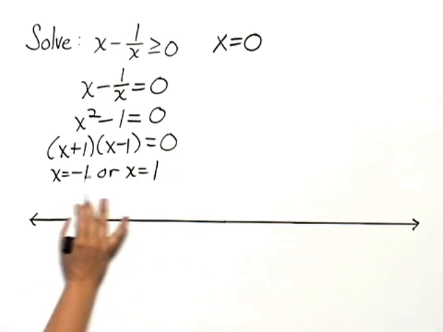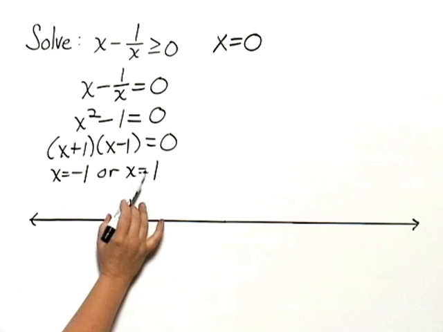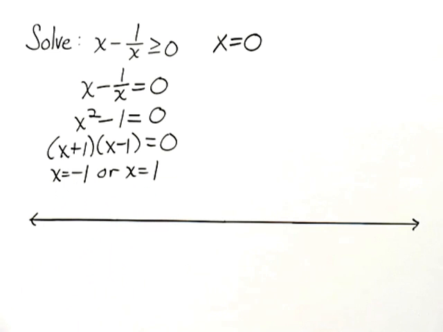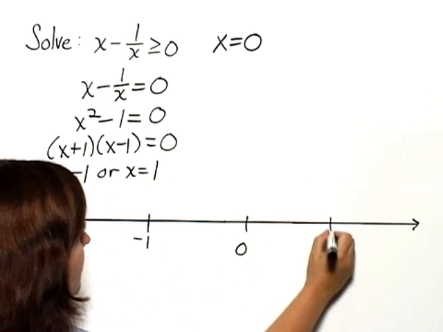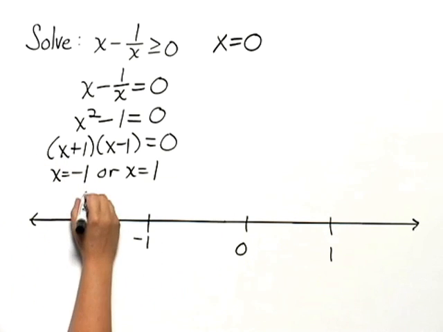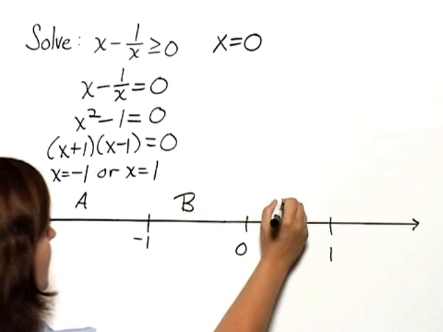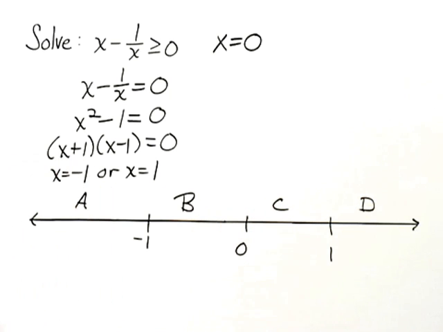So really, from here, we have two x values, and from our discussion up at the top, we have one x value. So this number line is broken into four intervals by the negative 1, the 0, and the 1. And we can label these intervals if we want, A, B, C, and D. Now, under each of these, we want to find out whether x minus 1 over x is greater than or equal to 0 is true in each interval. So let's start with interval A, and we pick an x value in here. Let's just try x equals negative 4.